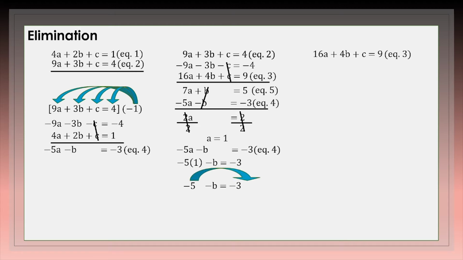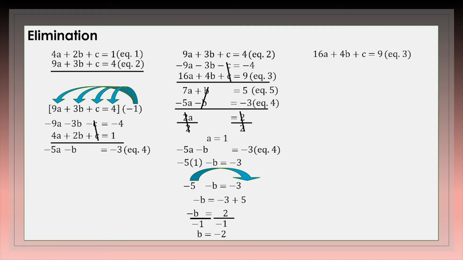Then, transpose lang natin yung negative 5 sa right side of the equation. It will become negative B is equals to negative 3 plus 5. Then, combine like terms, negative B is equals to positive 2. Kasi negative 3 plus 5 is positive 2. So, meron pang negative sa ating B. So, divide both sides by negative 1. So, the value of B is negative 2.